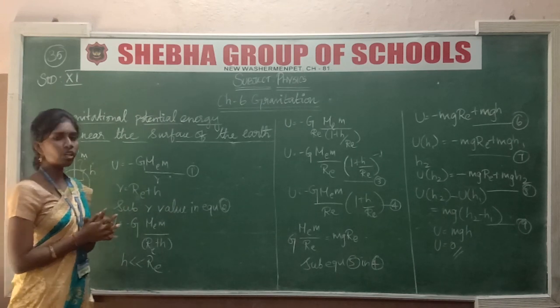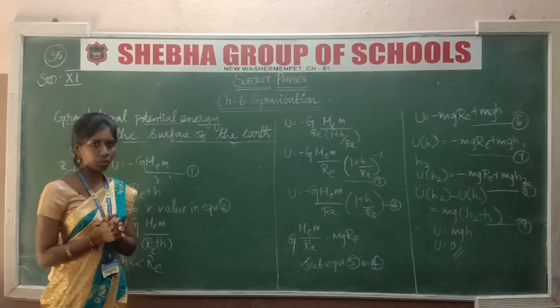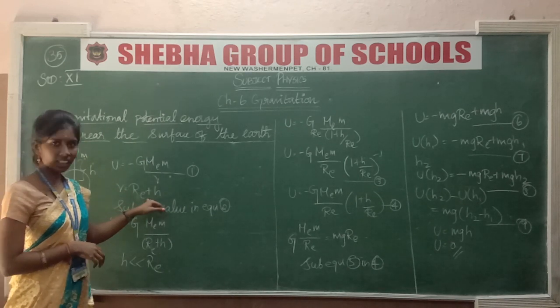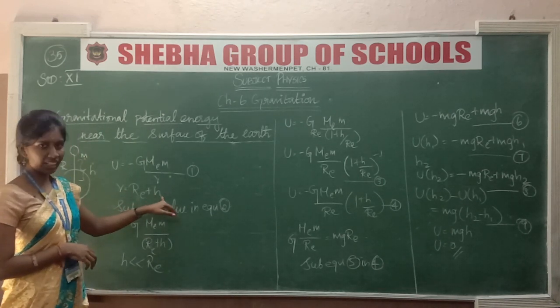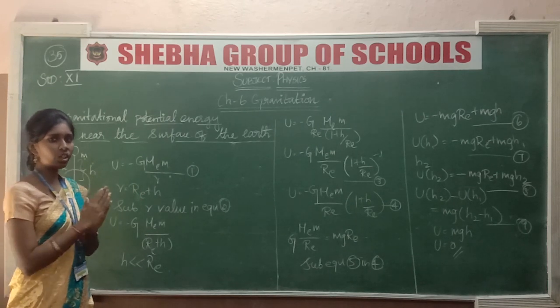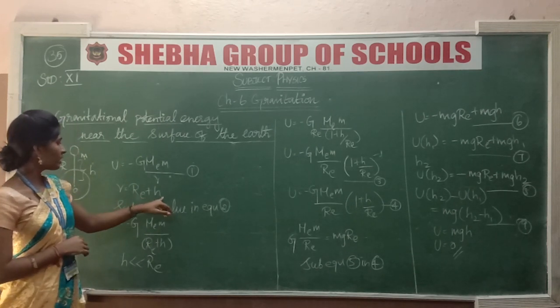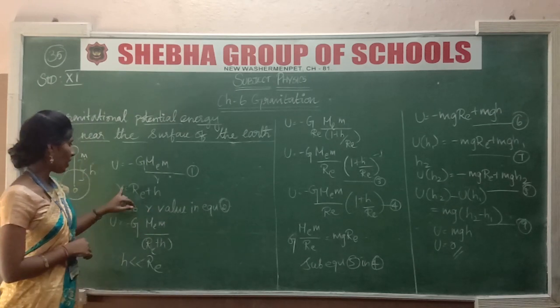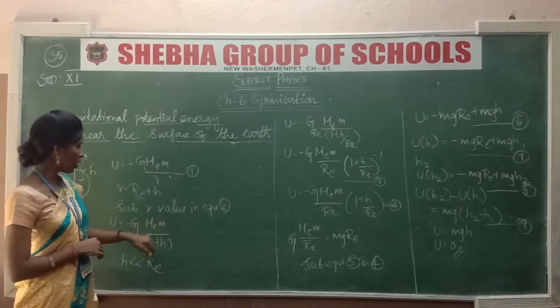The value of the distance is the radius of the earth that we are going to find. So R is equal to RE, the earth radius, plus the measured height, the height between the mass and the earth. So R is RE plus H. We substitute the R value in equation 2.